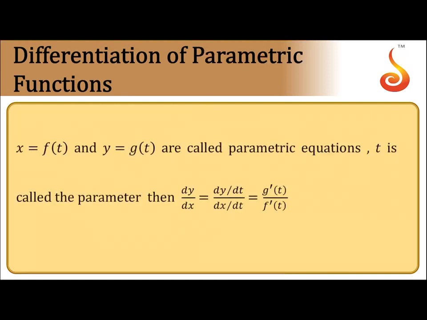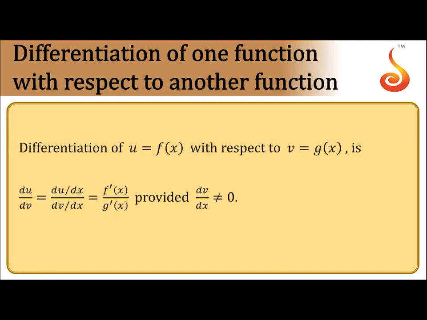And then parametric differentiation. How do you find the parametric differentiation? When x equals f of t and y equals g of t, dy by dx is nothing but the derivative of g by the derivative of f, that is, dy by dt divided by dx by dt. Derivative of one function with respect to another function: u is a function of x, v is a function of x, then the derivative of u with respect to v is given by f dash of x divided by g dash of x. That means d by dx of f of x divided by d by dx of g of x.